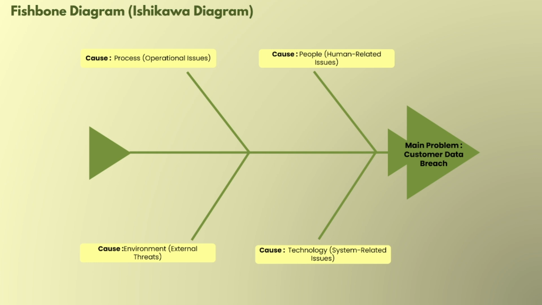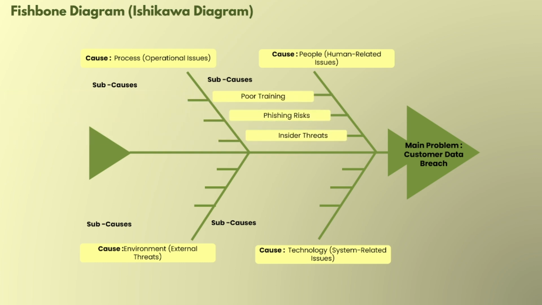As we have seen all the main causes of customer data breach, now it's time to see sub causes of each main cause. Very first we will go for human related issues, and the sub causes might be poor training to the loan officer, to the employees of the bank, which may cause the data breach. Then phishing risk is there. Then insider threats to the organization. So these are some human related issues which we have identified.